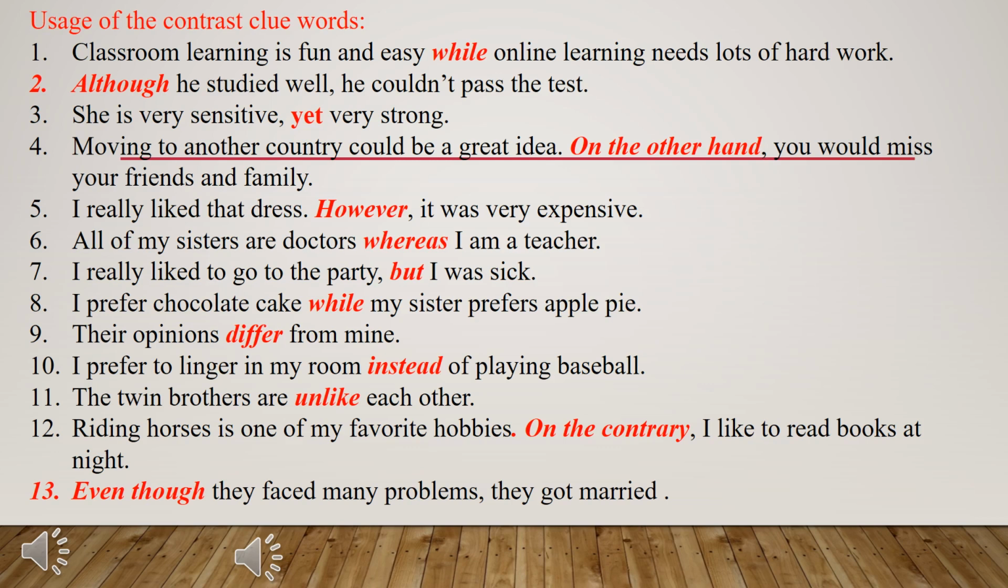Number 8. I prefer chocolate cake while my sister prefers apple pie. While is used in the middle of the sentence without any comma. Number 9. Their opinions differ from mine. It means their opinions are different from mine.